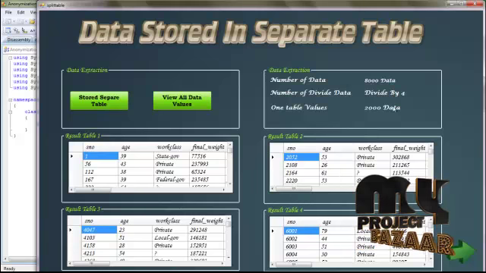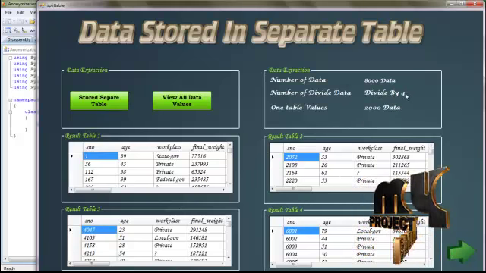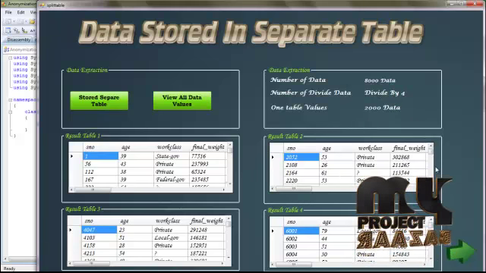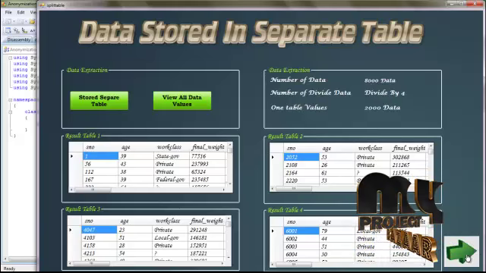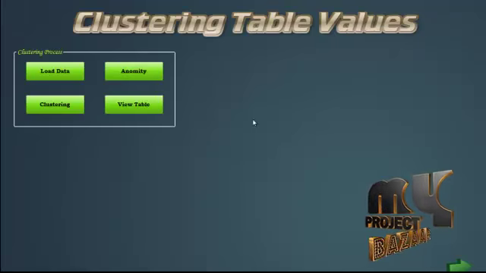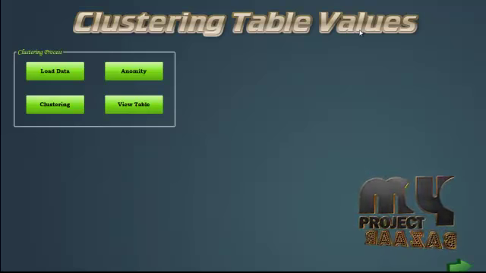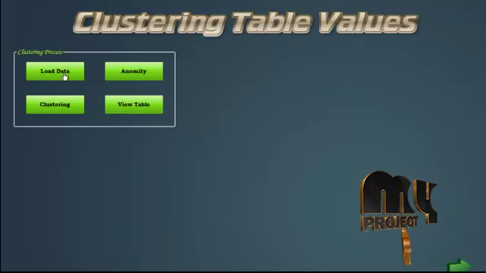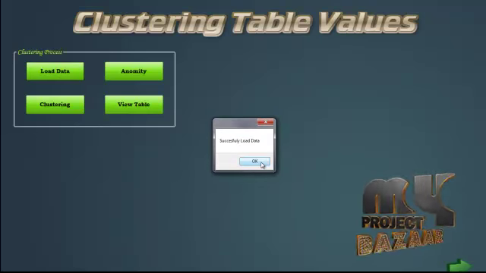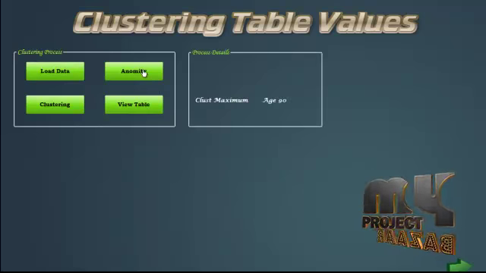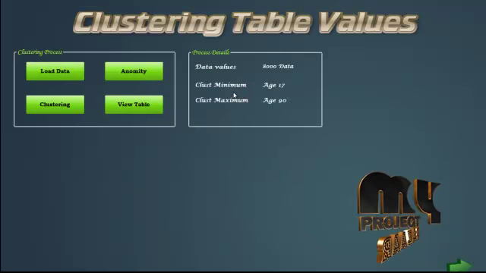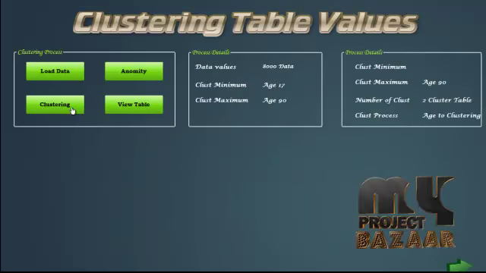This is our number of data, divided by the 4 types of division in our data set. Click the next process. This is the clustering table view. First, click the load button. The data has been loaded successfully. Click the anonymity button. This is the data description and the clustering process.